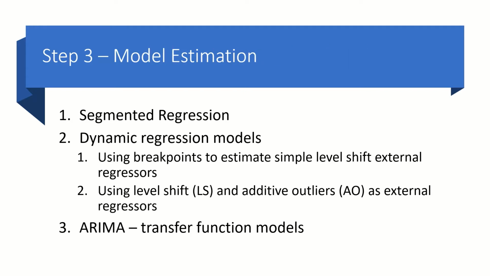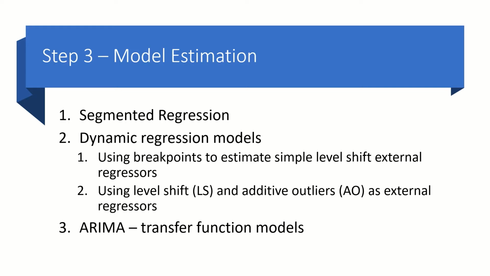Step 3 includes model estimation. The first model estimated is the segmented regression model, and this is used for preliminary analysis of the data. This model fits segmented linear regression lines to the data based on the intervention point specified and detects the change in level and trend in the different segments. The next two models are used for time series analysis. Therefore, the data is converted to time series and split into train and test sets.